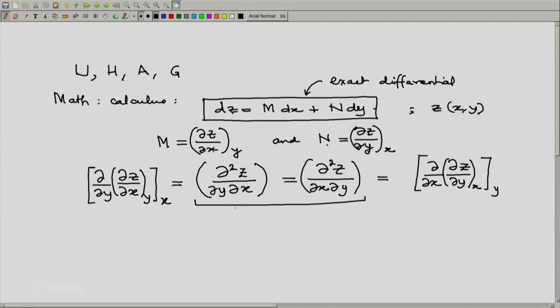Anyway, coming back to this, when you look at this or its proper forms, you will notice that the first one here represents partial of M with respect to Y at constant X, and this is partial of N with respect to X at constant Y. These are the most important derivations from calculus of partial differentials and exact differentials that we are going to use. Thank you.